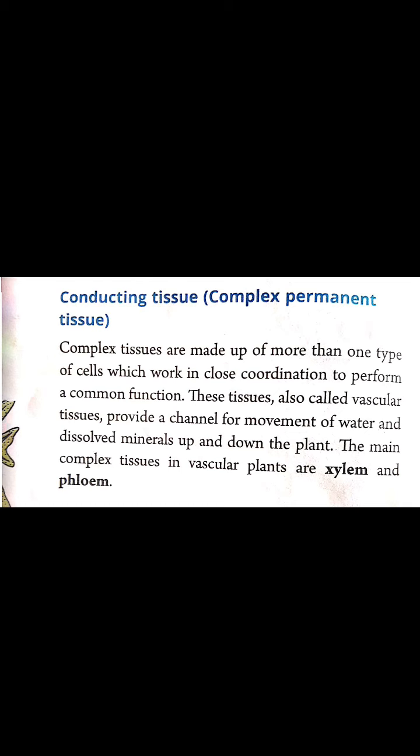And what does the phloem do? When the process of photosynthesis is completed, the phloem starts working. It distributes the food material which has been prepared in the leaves to all parts of the plant. These two functions are performed by these two tissues, and we will continue in a detailed manner in the next video.